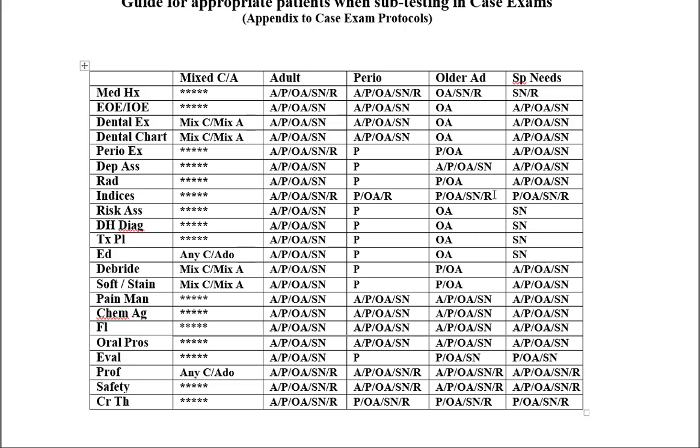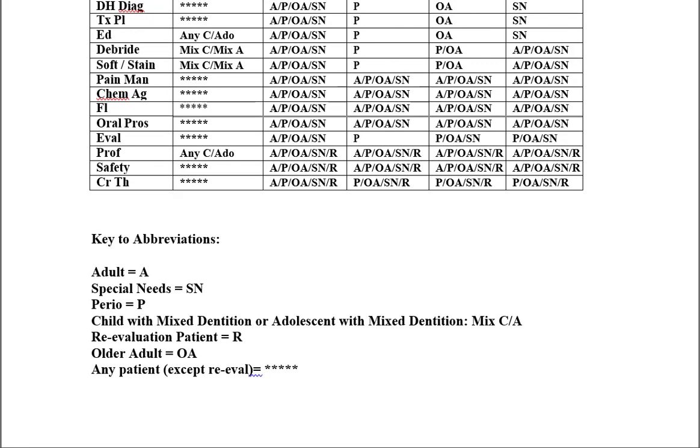Right, you can see here the R is reevaluation for your older adult. So you could do medical history subtest at a reevaluation, you could do the indices, you could do professionalism, safety, and critical thinking, and that's it. So please be very well versed in these appropriate patients to subtest on. There's also, let me scroll down a little bit. There's a little key on the bottom that helps you decide what does SN mean? It means special needs. What's P mean?